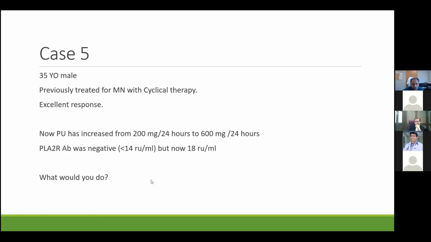So at that point, Dr. Aurangzeb wants to watch for another little bit of time, hoping that it will respond on its own or remit on its own. But I'm just playing devil's advocate. I'm asking, is there anyone who would treat it at that time? 2 grams of protein, but the PLA2R is definitely showing an upward swing.